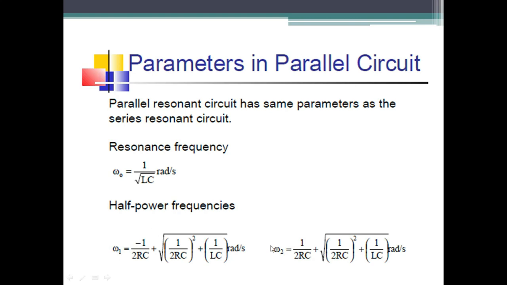There is a lower cutoff frequency and a higher cutoff frequency. Lower cutoff frequency omega 1 is equal to minus 1 upon 2 RC plus under root of bracket 1 upon 2 RC raised to square plus 1 upon LC radians per second. And omega 2 is equal to 1 upon 2 RC; the only difference is the sign change. At the lower frequency there is a minus sign, and at the upper frequency there is a positive sign. Therefore omega 2 is equal to 1 upon 2 RC plus under root of bracket 1 upon 2 RC square plus 1 upon LC radians per second. These are the half power frequencies.